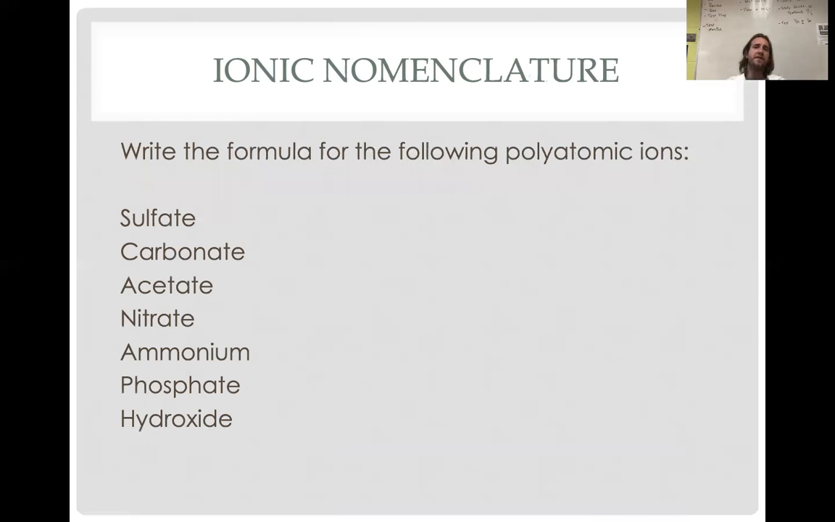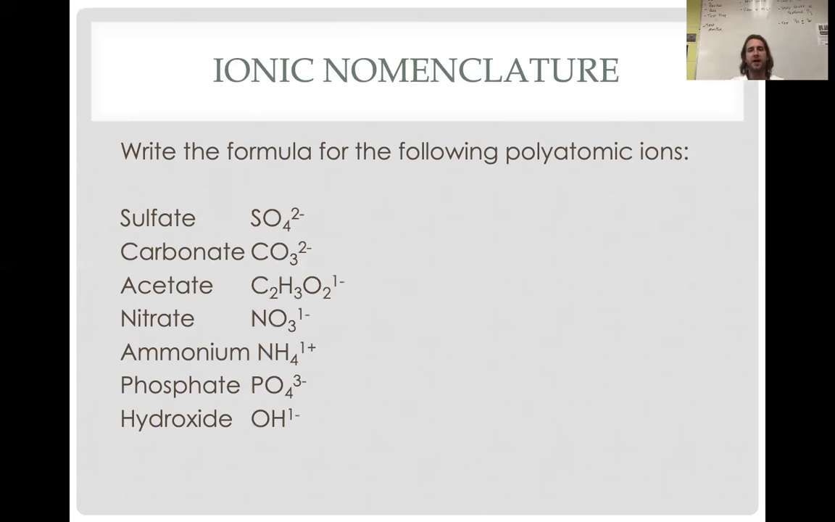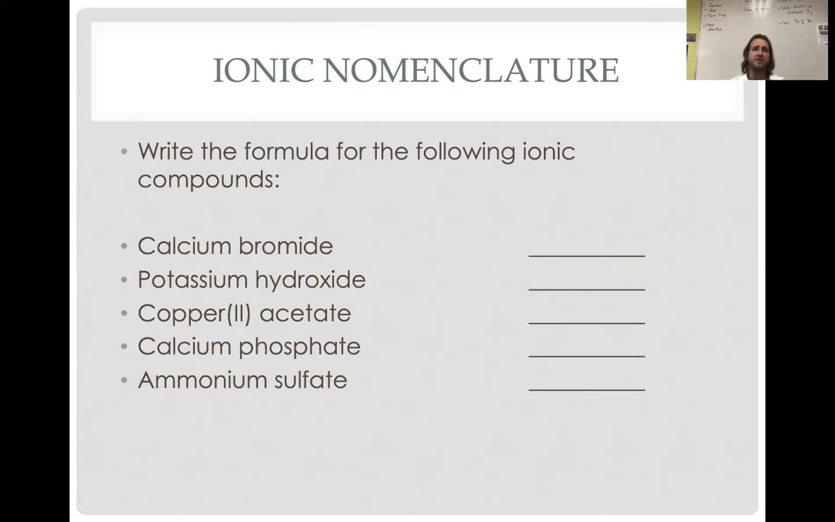Cool. Self-check. Write the formula and the charge for the following polyatomic ions. Pause it. Sulfate, SO4 2-, carbonate, CO3 2-, acetate, C2H3O2 1-, nitrate, NO3 1-, ammonium, NH4 1+, phosphate, PO4 3-, and hydroxide, OH 1-. Hopefully we've got these memorized. They are the key to unlocking our ionic nomenclature and writing our formulas.